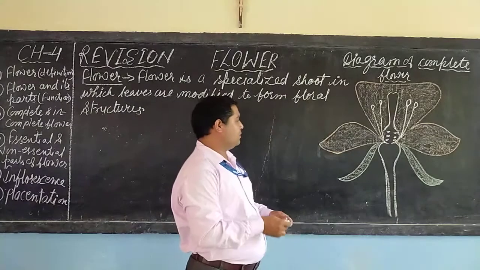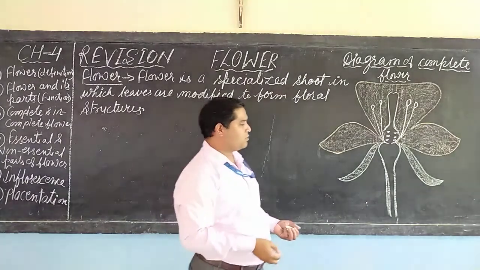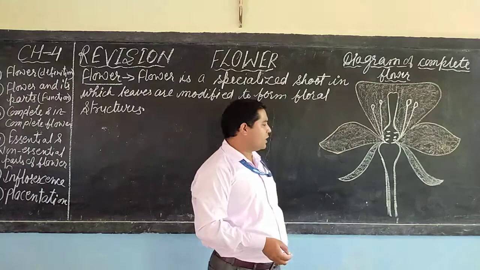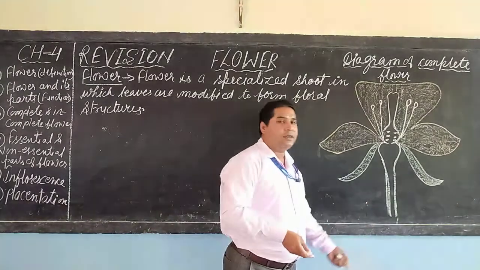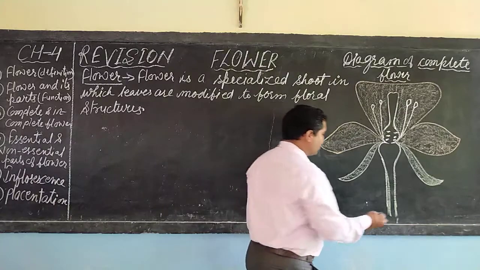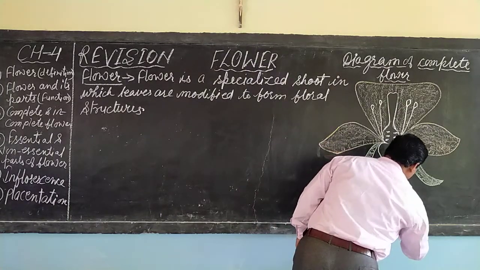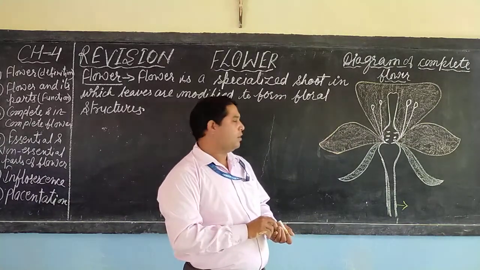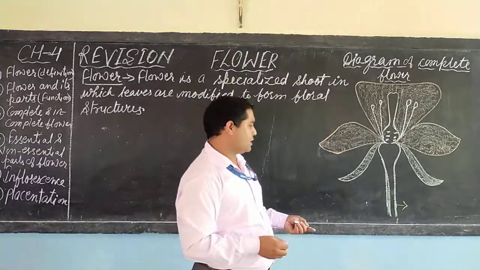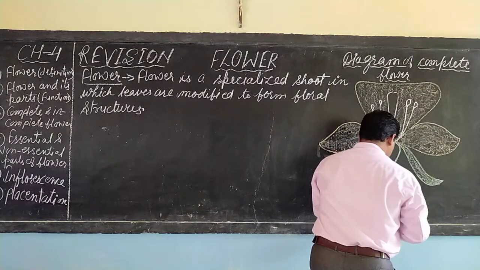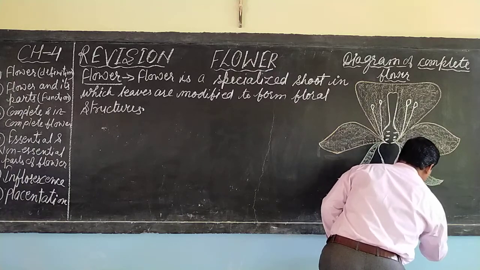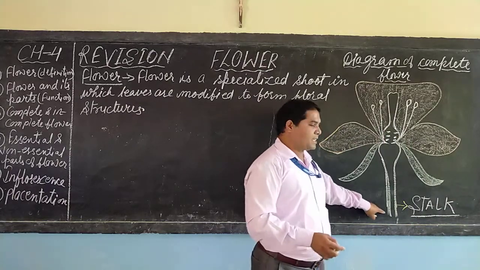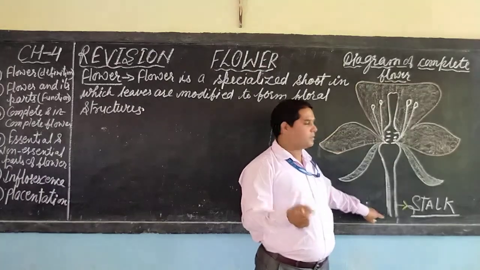So let us see, dear student, this is a flower, a complete flower. Now I am going to explain its parts. So let us start from the down portion of the flower. The part of the flower which connects with the small branch, you can say, is known as the stalk. It connects with the branch of the plant.